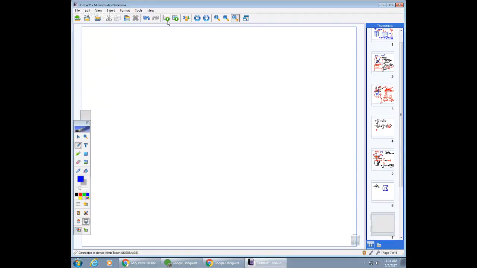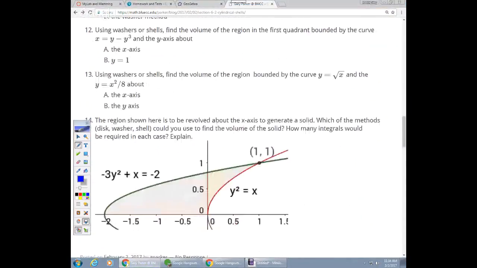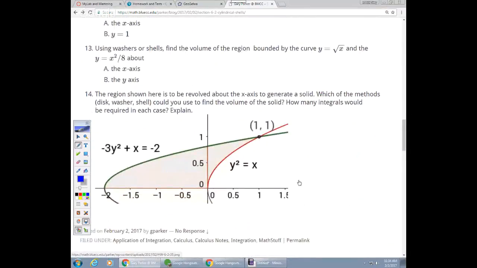Let's take a look at this last one. So this is one of your homework questions. It's the last homework problem in the section 2 set. The region shown here is to be revolved around the x-axis to generate a solid. Which method, disk, washer, or shell?